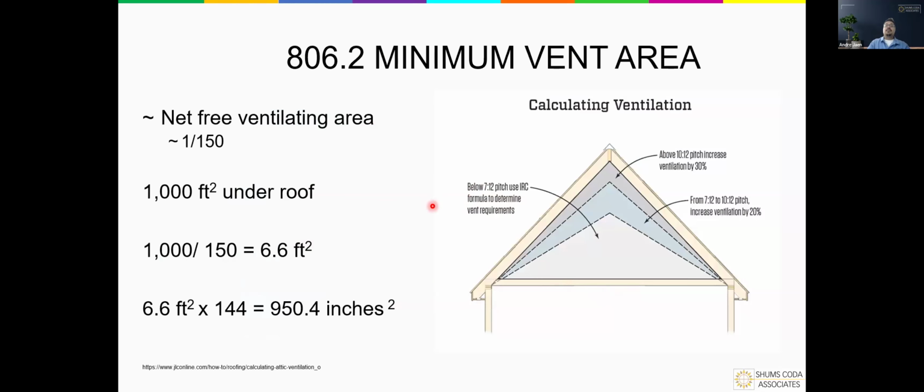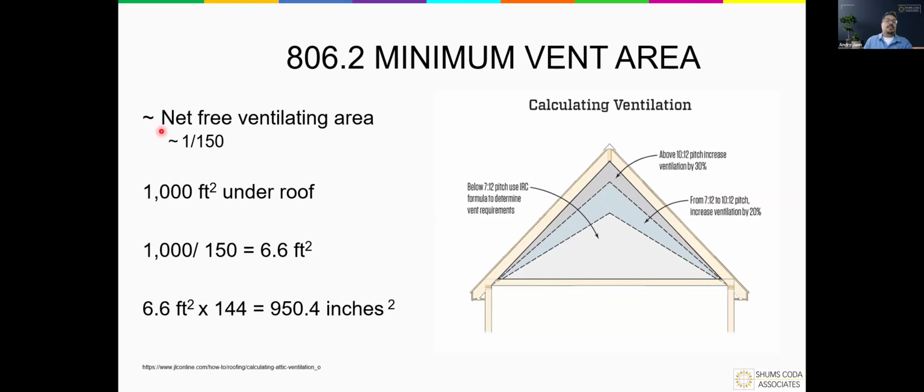So when we talk about minimum vent area, that's the first thing we go to is 806.2. Now, typically we use that 1 to 150 ratio in order to measure this. And this venting calculator over to the side here is based on a particular manufacturer. So I want to be clear, it's not code necessarily to always describe this. Some manufacturers have some very specific guidelines for installing their product.